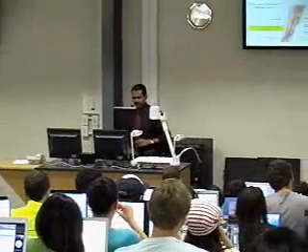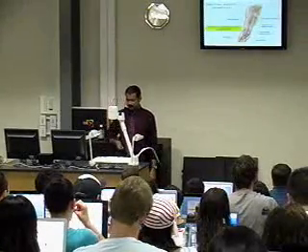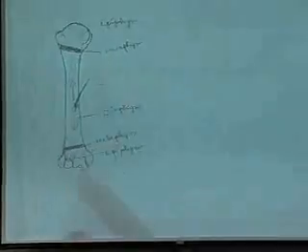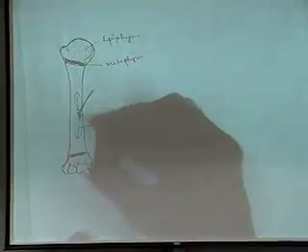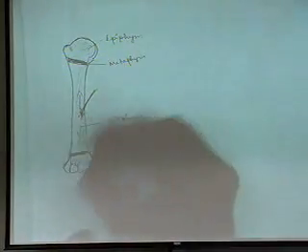The nutrient artery says, to the elbow I go, from knee I flee. What is this nutrient artery saying? The direction of the nutrient artery is always opposite to the growing end. Where is this going? It's going down.